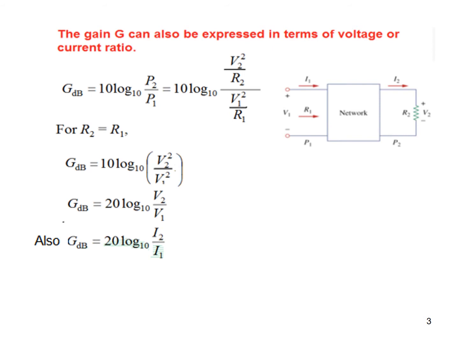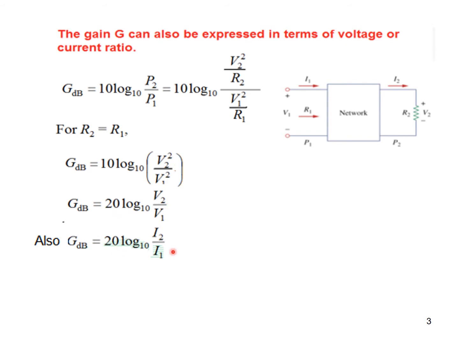Now we discussed in terms of power, but the same can also be represented in terms of voltage. So it's 10 log P2 over P1, and P2 can be written as V2 squared over R2, and the input power can be written as V1 squared over R1. If we assume that R2 and R1 are equal, then the ratio will become 10 log 10 of V2 squared over V1 squared, or V2 over V1 whole squared. For log, the square term will be multiplied, so this will become 20 log 10 of V2 over V1.